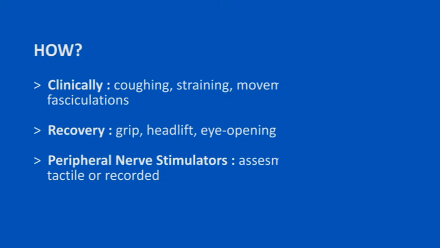How do we assess neuromuscular blockade? We can assess the blockade clinically and by using a neuromuscular monitor. Clinically, by assessing coughing, straining, movement, apnea, fasciculations, and recovery by hand grip, head lift and eye opening. Whereas when we use a peripheral nerve stimulator, assessment can be made by visual, tactile or recorded means.